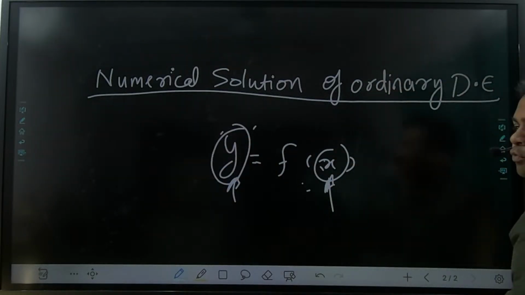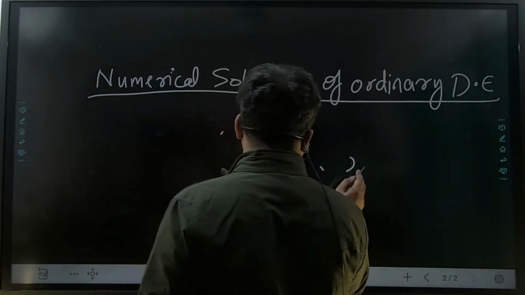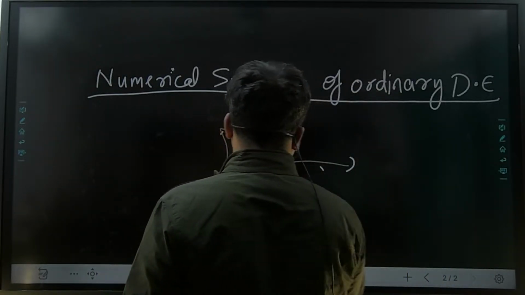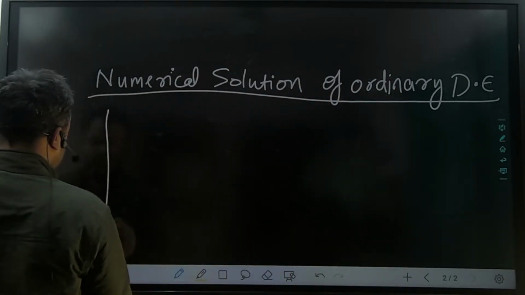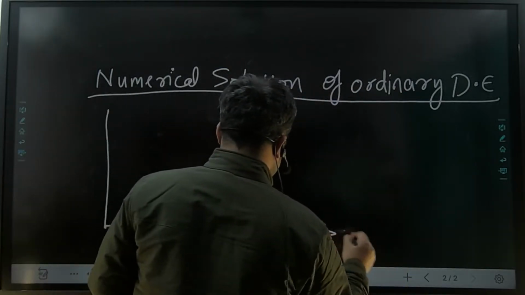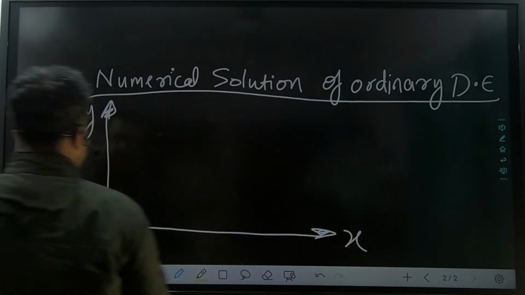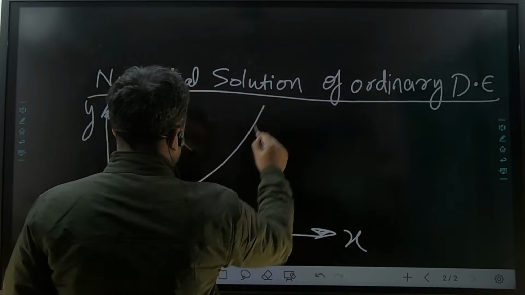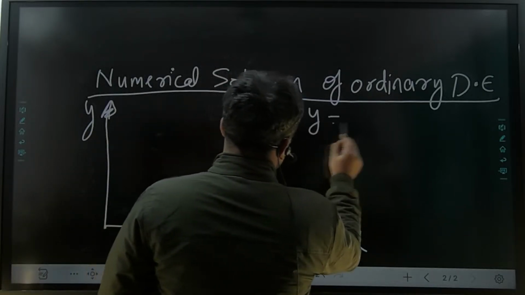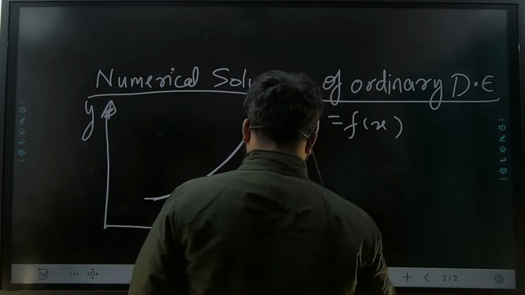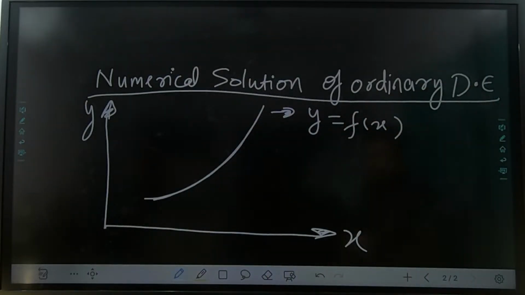So here we have to find a numerical solution of ordinary differential equation. So let's say this is the x-axis, this is the y-axis, and let's say any curve is there like this. Some function is there, y is equal to f of x. So this is a function y is equal to f of x.